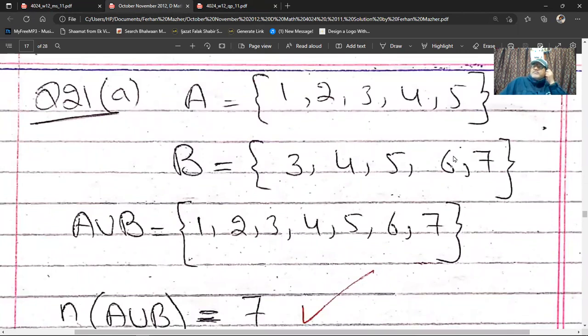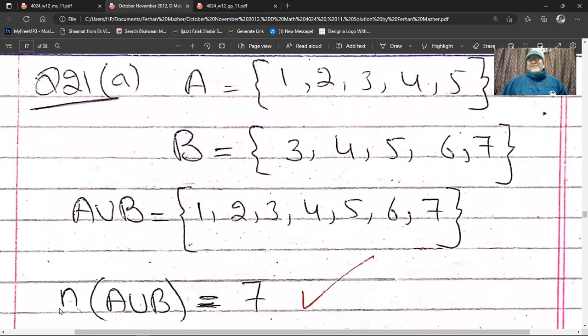So A is this, B is this. So A union B, in the union, we write all the members, but we don't repeat any member. We write all the members present in A and B, just don't repeat any member. So in A union B, I will have 1, 2, 3, 4, 5, 6, and 7. The question is how many, this small n means how many members are there. 1, 2, 3, 4, 5, 6, 7. So there are 7 members. So the answer will be 7.